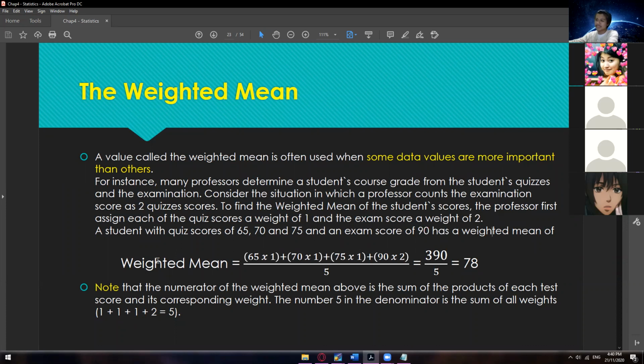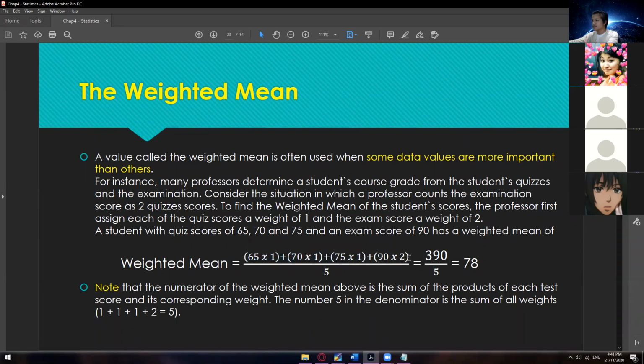A student with quiz scores of 65, 70, and 75, and an exam score of 90 has a weighted mean of... So here's the calculation part. Here are his scores in quizzes, multiplied by 1: 65 times 1, 70 times 1, and 75 times 1. Those are his quizzes. And then we have 90 times 2, because the exam is much more important than the quiz. So we are now considering the weight of the data, not just the data itself. We are multiplying them by their weights.